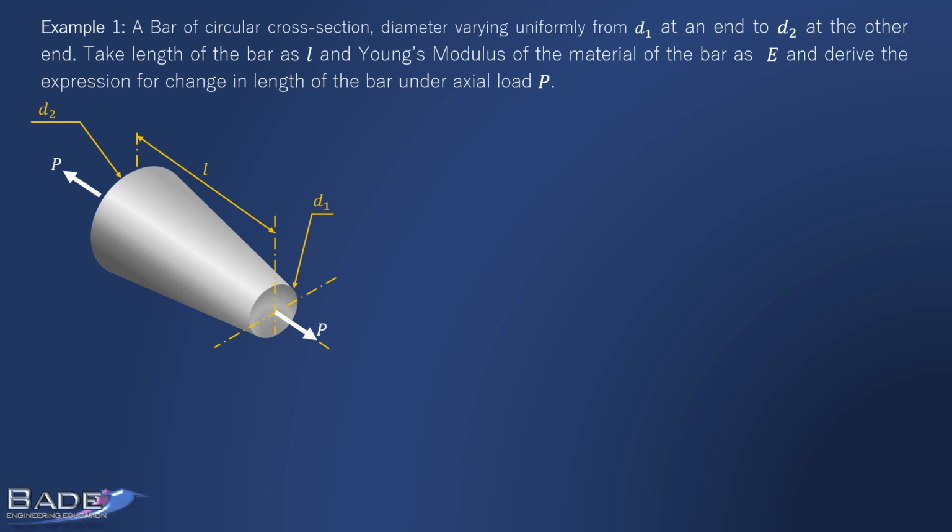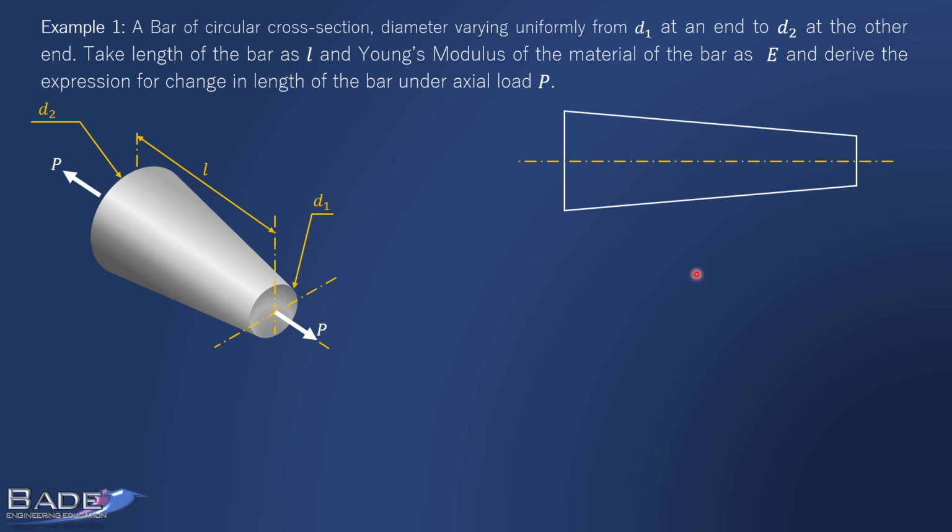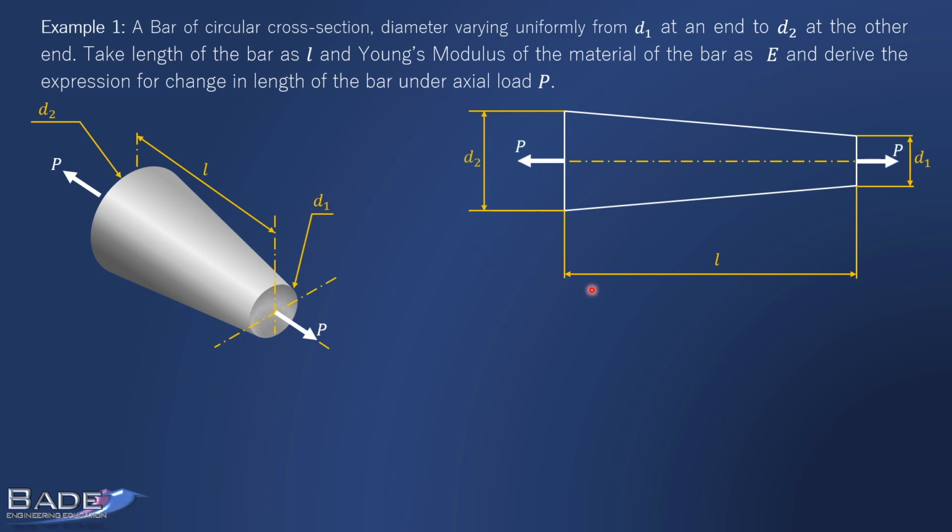Now we'll draw a two-dimensional diagram of this rod. So here is the rod. It is carrying an axial load P, has length L, diameter D1 at one end, diameter D2 at the other end, and load P. It is an axial tensile load.